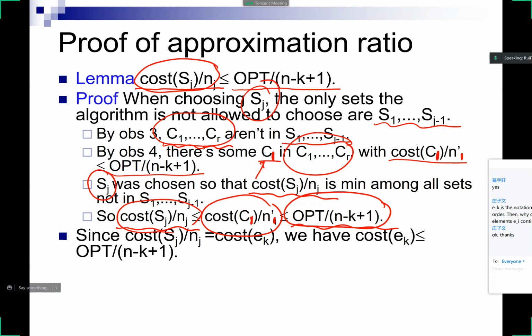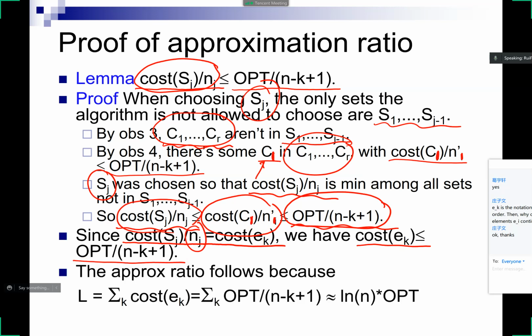Then we also have that the average cost for this Sj, in terms of newly covered elements, is simply equal to the cost of Ek, because Ek is the next element that we have not covered yet. It is the element which is first covered by Sj. So the cost for Ek is just equal to the cost of Sj divided by the number of uncovered elements that Sj covers. Therefore, the cost of Ek is also no more than this op divided by n minus k plus 1. And that was what we wanted to prove.